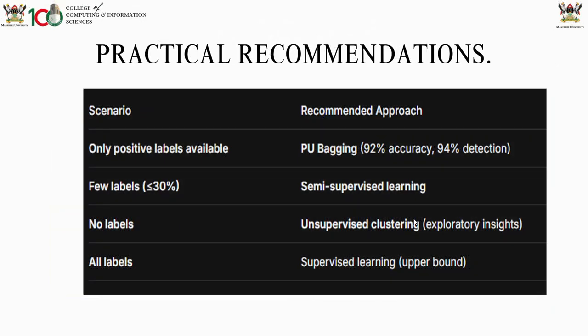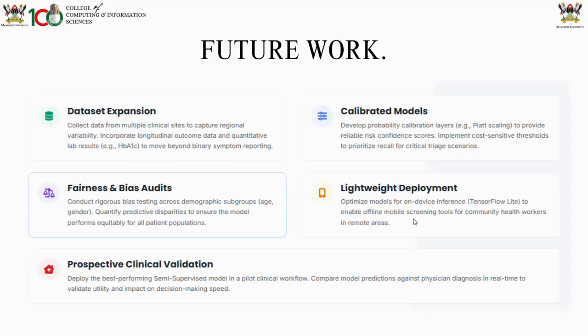For the different scenarios, we give different recommendations. For only positive labels available, we recommend using PU bagging. For a few labels, under 30%, we recommend semi-supervised learning. When there are no labels at all, we recommend unsupervised clustering with exploratory insights. And when we have all labels, it is recommended to use supervised learning, with the upper bound. And then future work, that is set expansion.